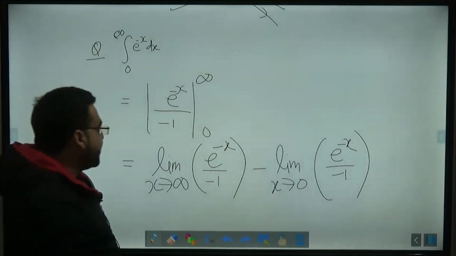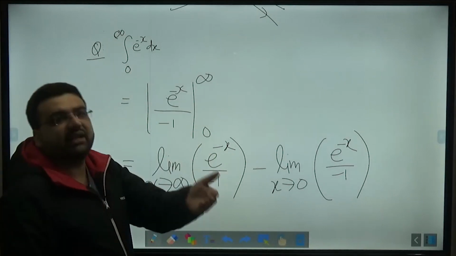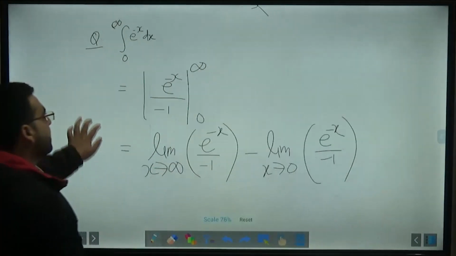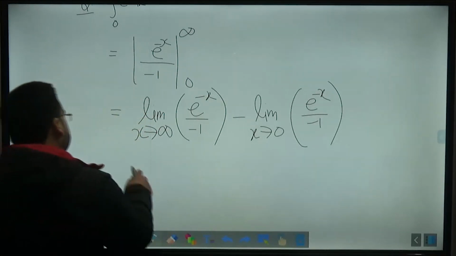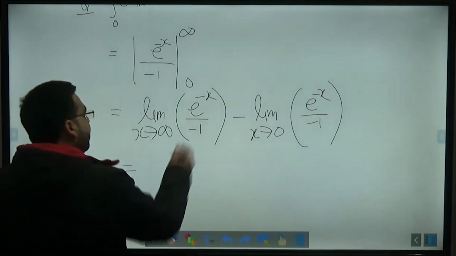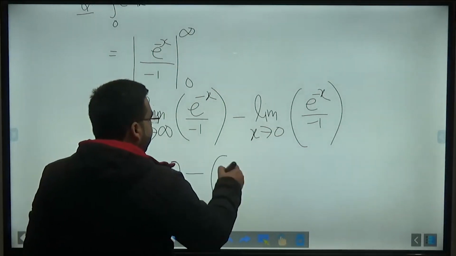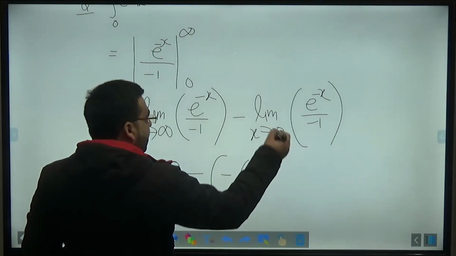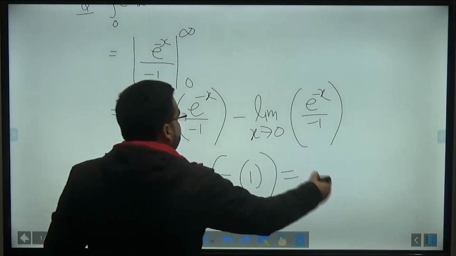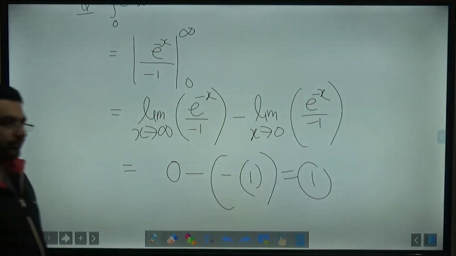Because sometimes you might have some questions in which it is difficult to find out the limit of x tending to the upper limit and lower limit, then we apply L'Hospital's rule. So that is the procedure for solving the improper integral also. So upper limit, if you put e raised to power minus infinity, it will be 0, upper limit minus lower limit, it will be equal to negative of 1. So the correct answer will be 1. So 1 will be the correct answer of this question.